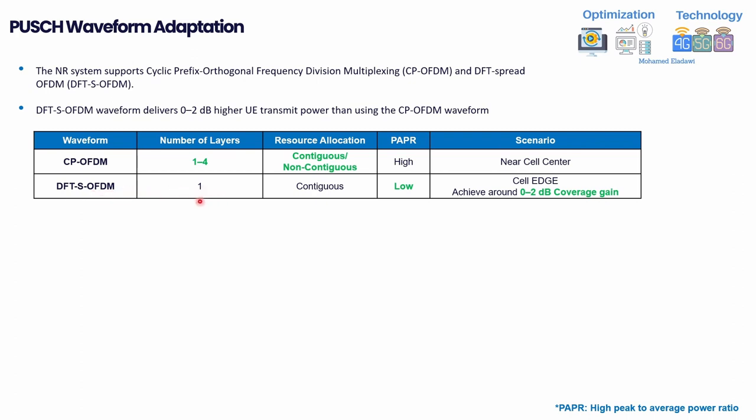In case you activate DFT-s-OFDM, it will give you some benefits in coverage. Its first drawback is that it just looks for contiguous resources. It cannot have non-contiguous resource allocation. Because the peak to average power ratio is lower, it allows more transmit power, and this can improve the cell edge users by around 2 dB coverage gain. I found this value in the 3GPP.